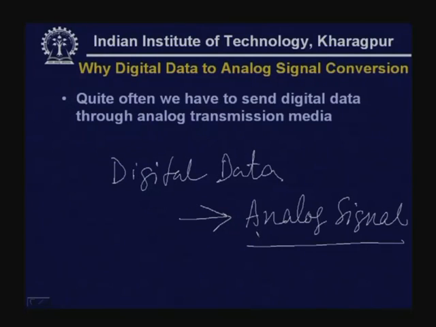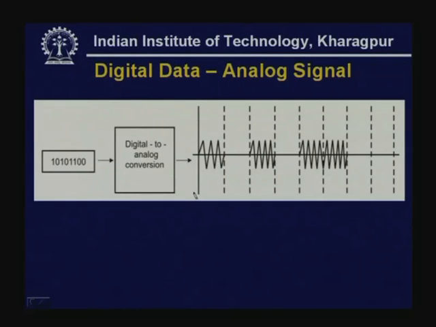For example, telephone line. If we want to use a telephone line for transmission of data, then we have to convert it into analog signal, because the telephone line has been designed to send analog voice signal. So, if we want to send data, we have to convert into analog signal. That is the basis for this digital data to analog signal conversion, and let us see how it happens.